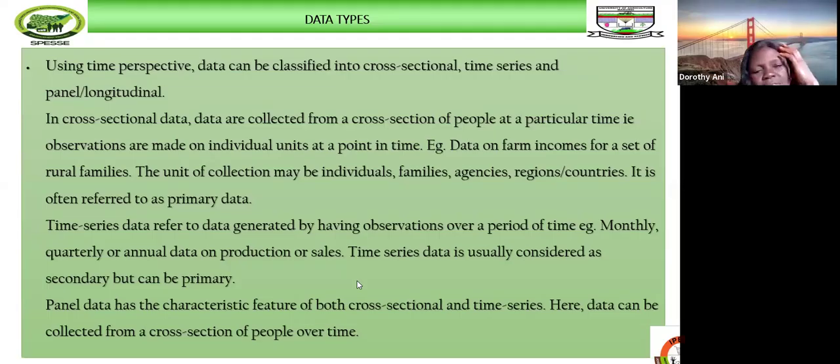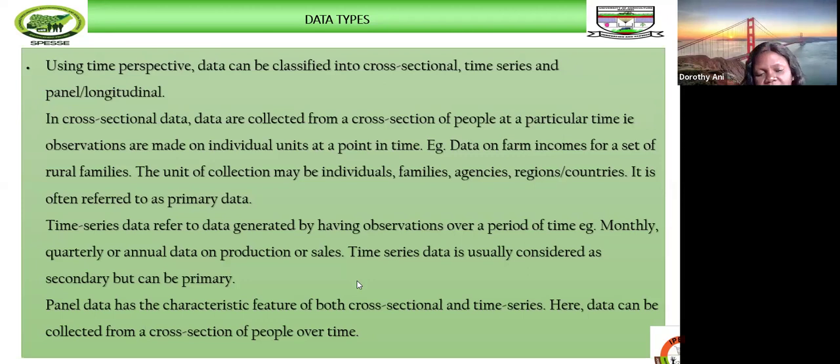So in cross-sectional data, data are collected from a cross-section of people at a particular time. That is, observations are made on individual units at a point in time. Okay, so we're used to that, where you say data on farm income for a set of rural families. The units of collection may be individuals, families, agencies, regions, or countries. It is often referred to as primary data.